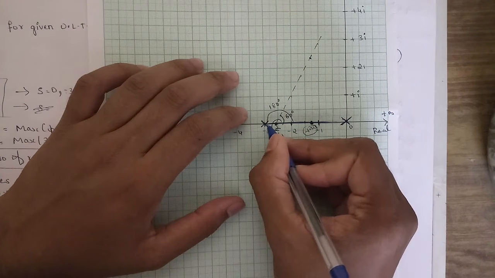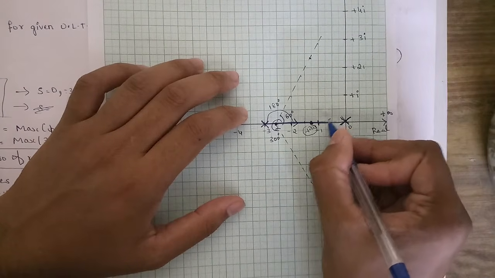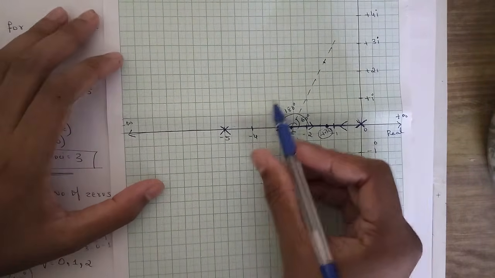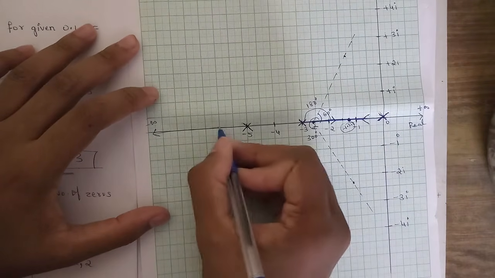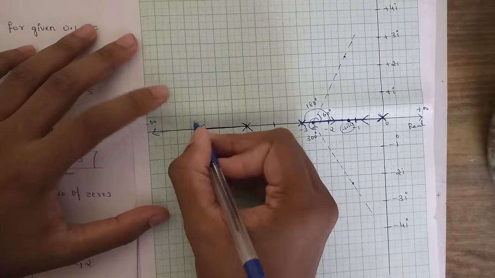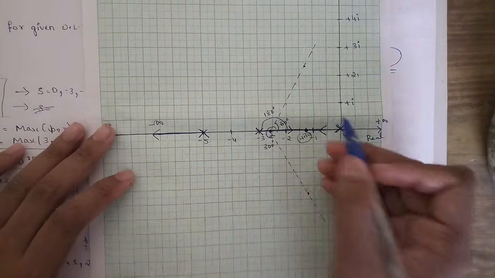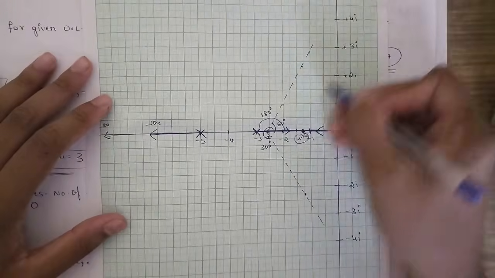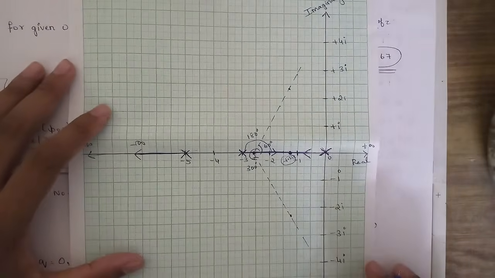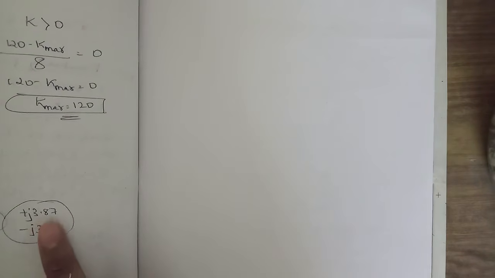That is, from this pole one branch is moving in this direction, and from this pole one branch is moving in this direction. And from this pole, since we don't have any breakaway point but we have an angle of 180 degrees, we can say that this pole is approaching towards minus infinity. So here we have one more branch. But if it approaches the breakaway point, it should spread, moving in a direction and meeting the point of intersection. The point of intersection in this case we have got as plus or minus j 3.87.